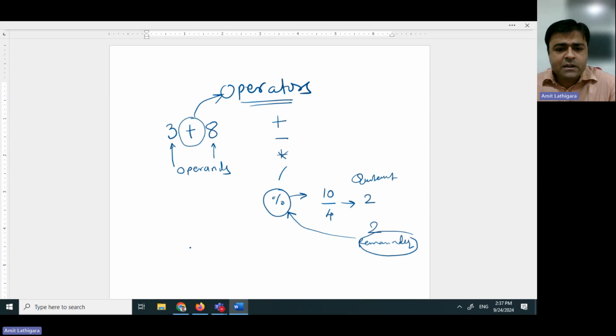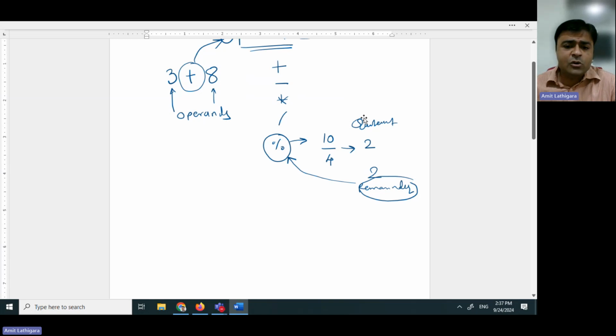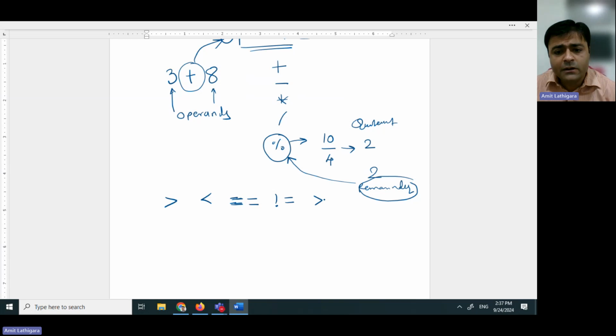Apart from this, we also have relational operators. For example, I want to find a relation between the operands in terms of greater than or less than, whether equal or not equal. This equal, if we write it once, is considered assignment. In some programming languages, we need to write equals two times, which indicates comparative analysis among the operands. So greater than, less than, equal, not equal, greater than or equal, less than or equal. These all come into the category of relational operators.